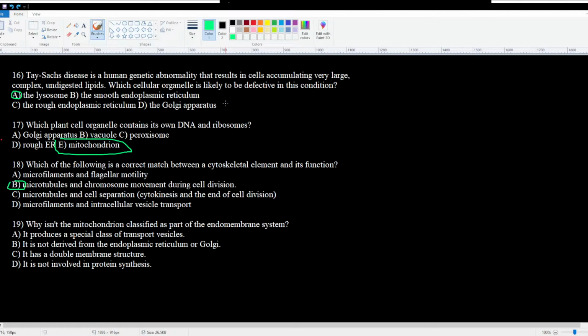Anyway, number 19 is asking, why isn't the mitochondrion classified as part of the endomembrane system? Recall we just went over the endomembrane system. That includes the lysosome, the rough ER, the Golgi, and then vesicles. So it would not be. It has a double membrane structure, but that doesn't have anything to do with it. And it is not derived from the endoplasmic reticulum or Golgi. That's also correct. And produces a special class of transport vesicles. There are no transport vesicles from the mitochondrion.